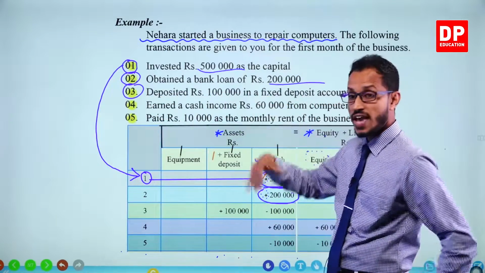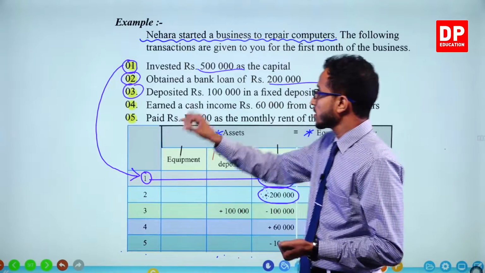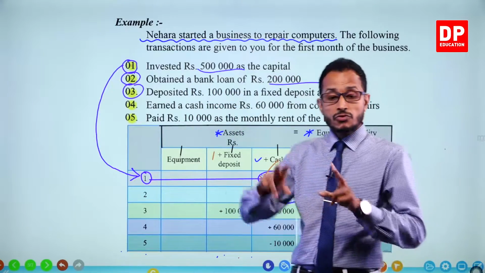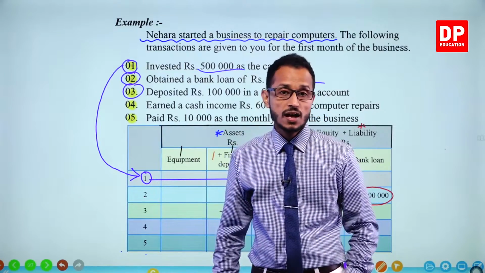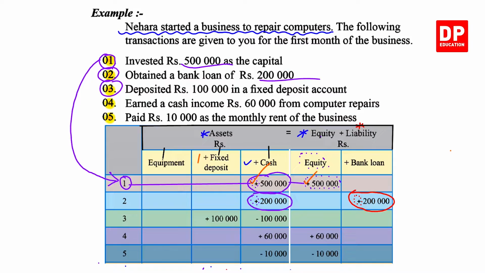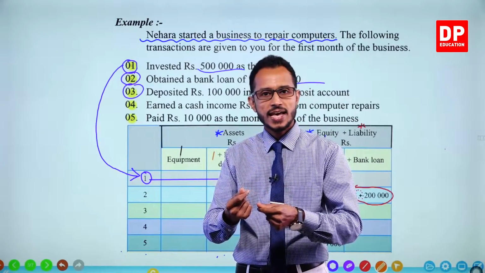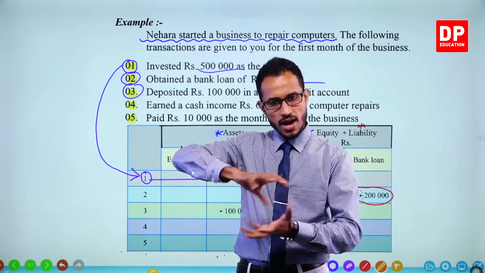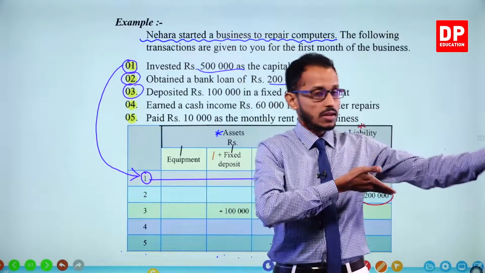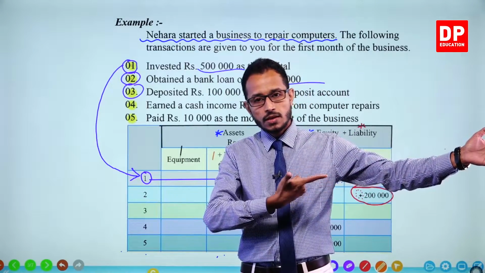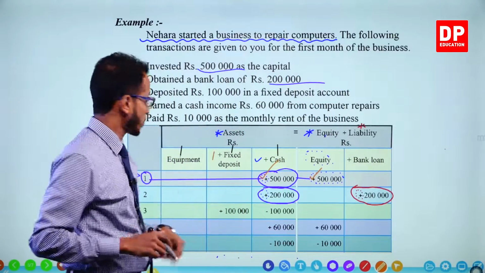Deposited 100,000 which we had at hand in a fixed deposit. Fixed deposits, children, FDs. Fixed deposits are assets. That means although 100,000 of the money which we have at hand goes out of the business, it goes to a bank account which is an FD. First of all, we must record that money which is going out.